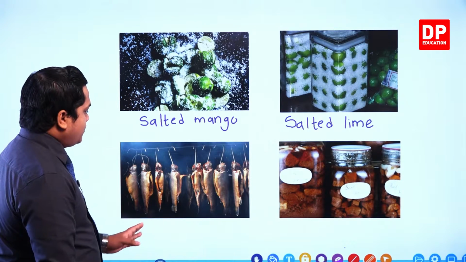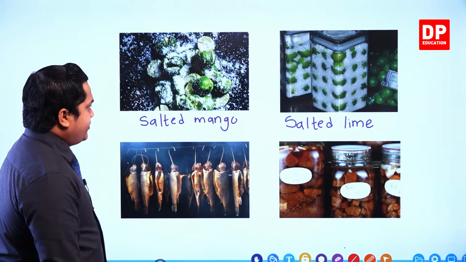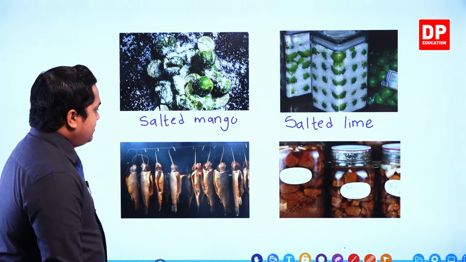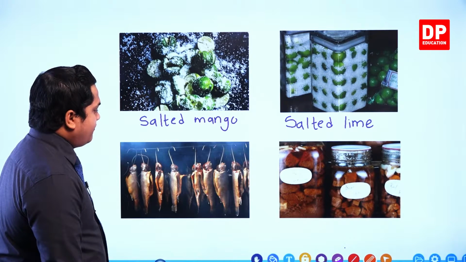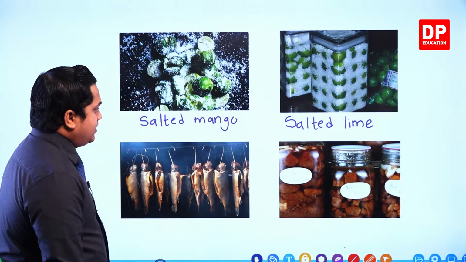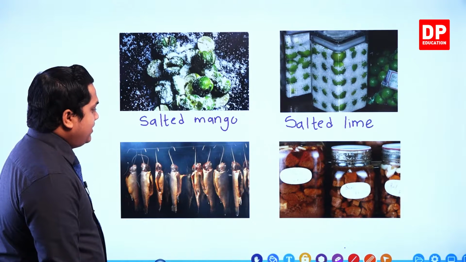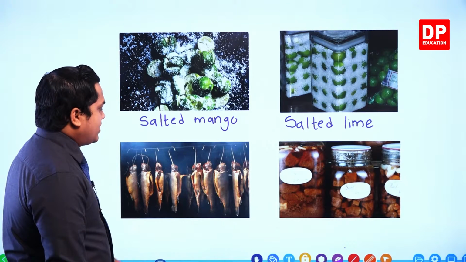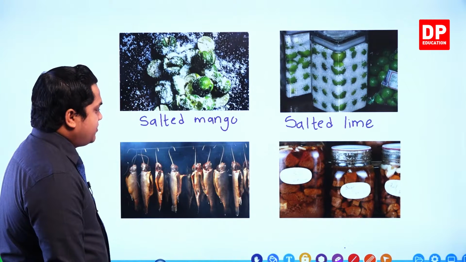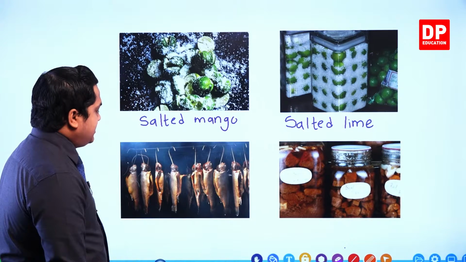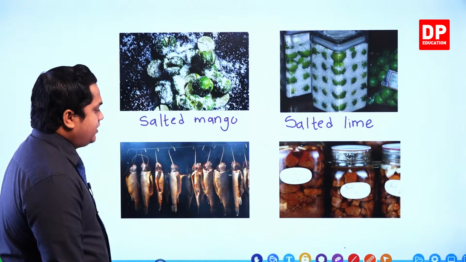Then the next figure, this is the one which I told you about. This is smoking, specially smoking of fish. You know, rural people use this smoking process in order to preserve food, especially fish and meat. So this is how the smoking is being conducted.